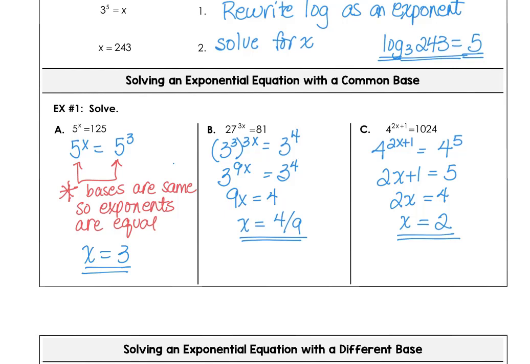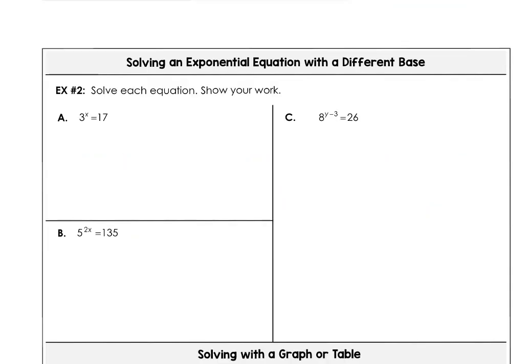Moving on to example 2, in part A, we have 3 to the x is equal to 17, and I've got the same situation we had earlier. We need to get the x out of the exponent area, and to do that, we would take the log of both sides. Then that allows us to move this x as a multiple in front of our log, so x times the log of 3 is equal to the log of 17.